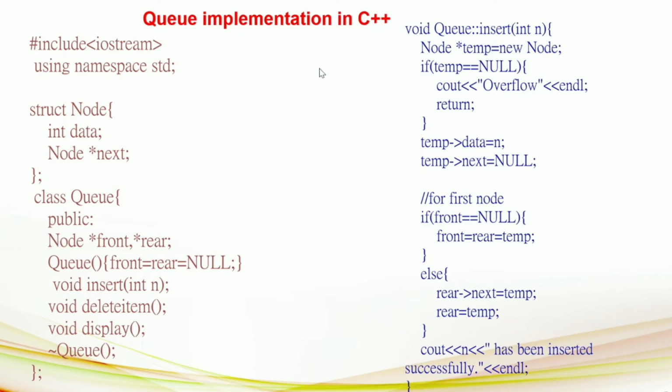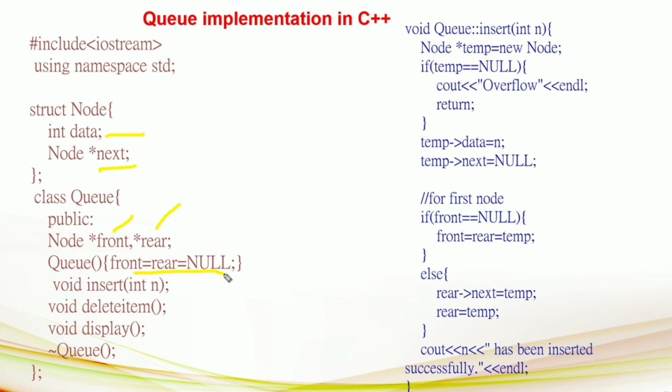The queue implementation in C++. The program to implement the queue using the linked list: here we create the structure with the node, which consists of the data part and next, which points to the next node of the list. It is defined as the node pointer, and we define two pointers, front and rear, as the node, and at first we define front and rear pointing to null.